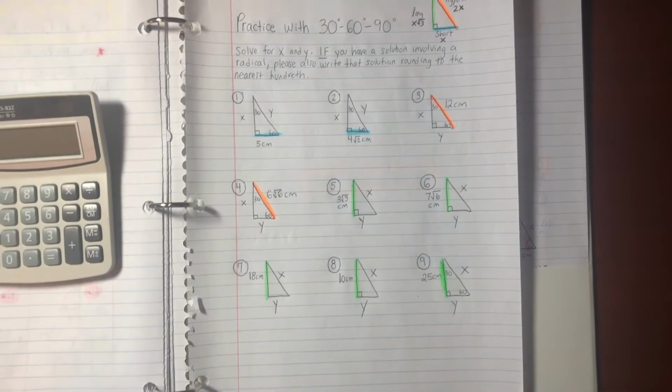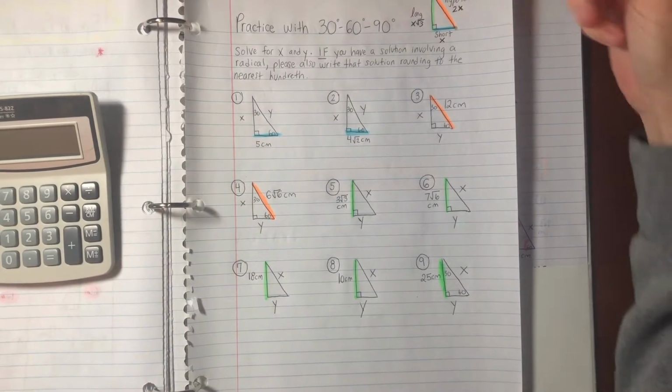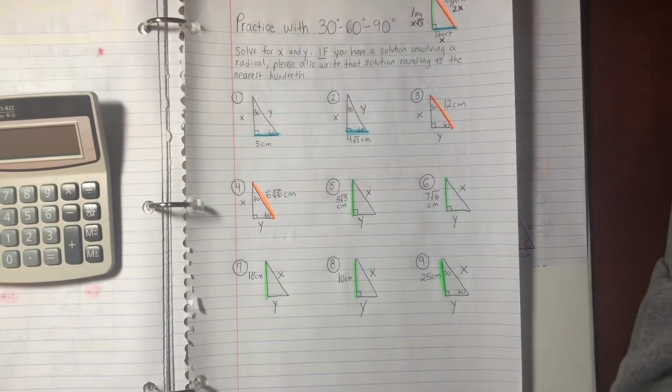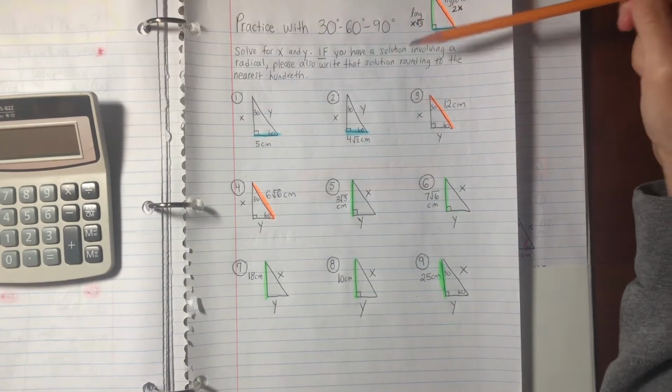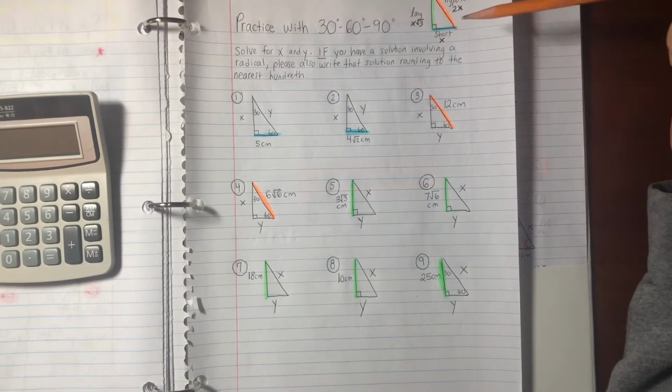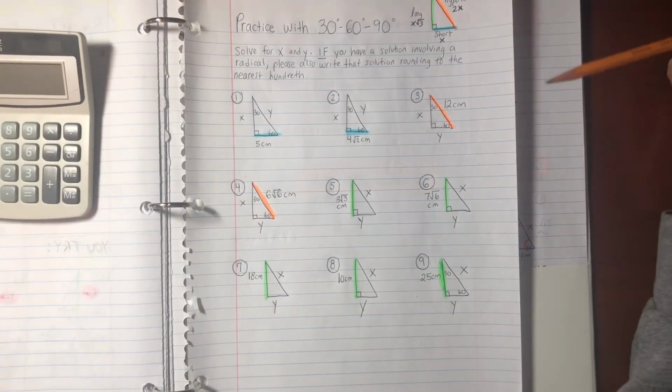Alright guys, so here's a quick instructional video just going over the solutions to your homework for the practice with 30, 60, 90. So in the directions it says solve for x and y. If you have a solution involving a radical, please also write that solution rounded to the nearest hundredth. So again, you're going to need a calculator here just to help us with that segment of the directions, okay?